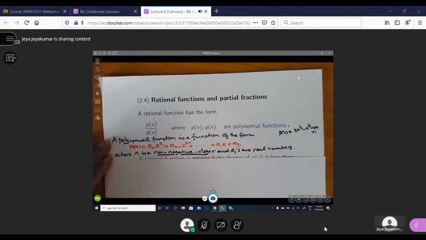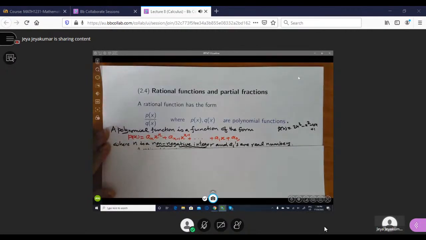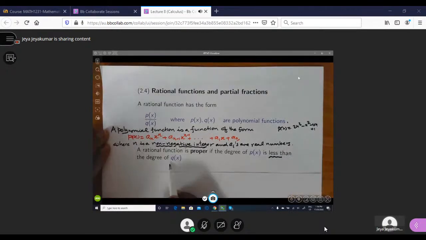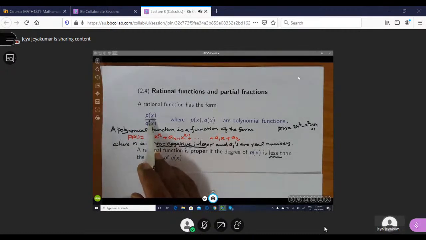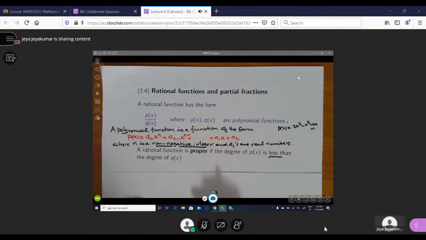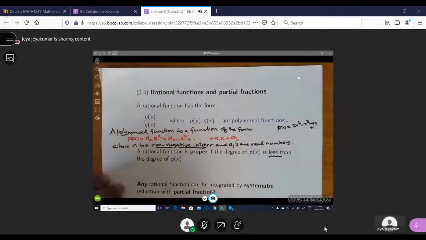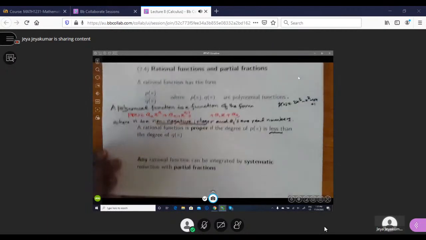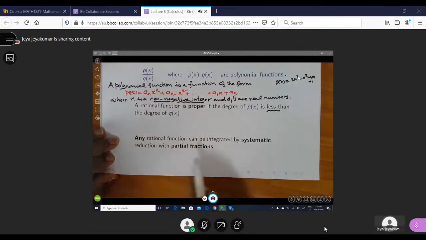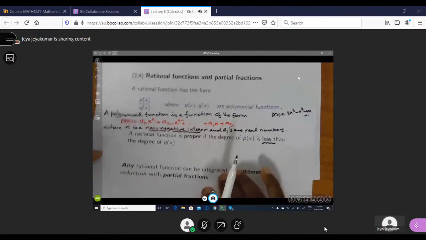And we say that a rational function is proper whenever the degree of the polynomial on the top, P(x), is less than the degree of the polynomial on the bottom, Q(x). Okay? Then we say it is a proper rational function. In fact, later on, we will be looking at the method of partial fractions for proper rational functions. So I want to give you some examples first. Any rational function can be integrated by systematic reduction to partial fractions. That's the technique we are going to go through today. Okay, here are some examples.